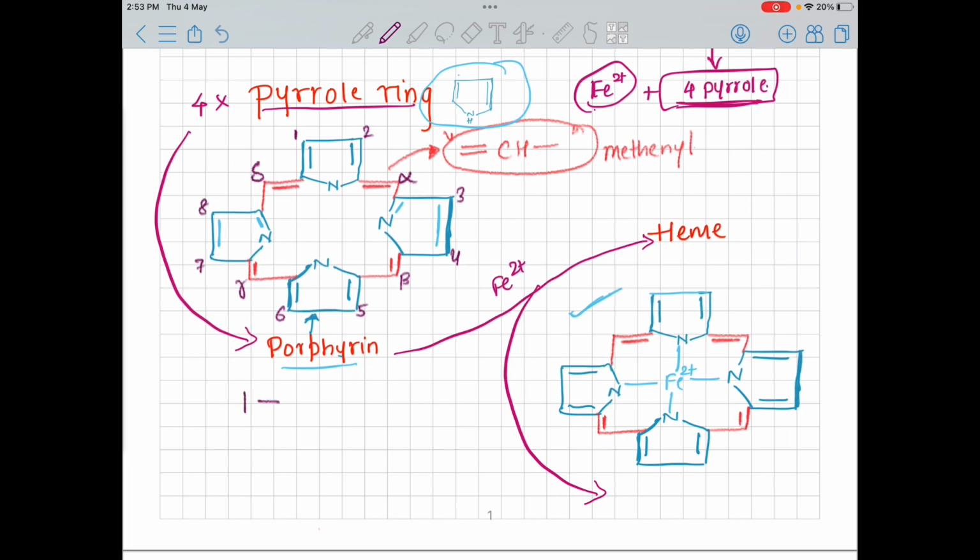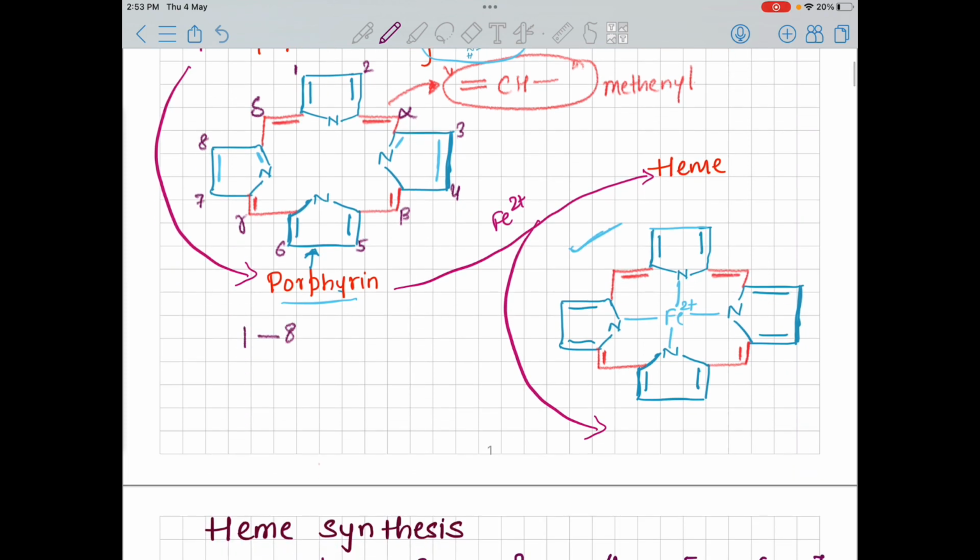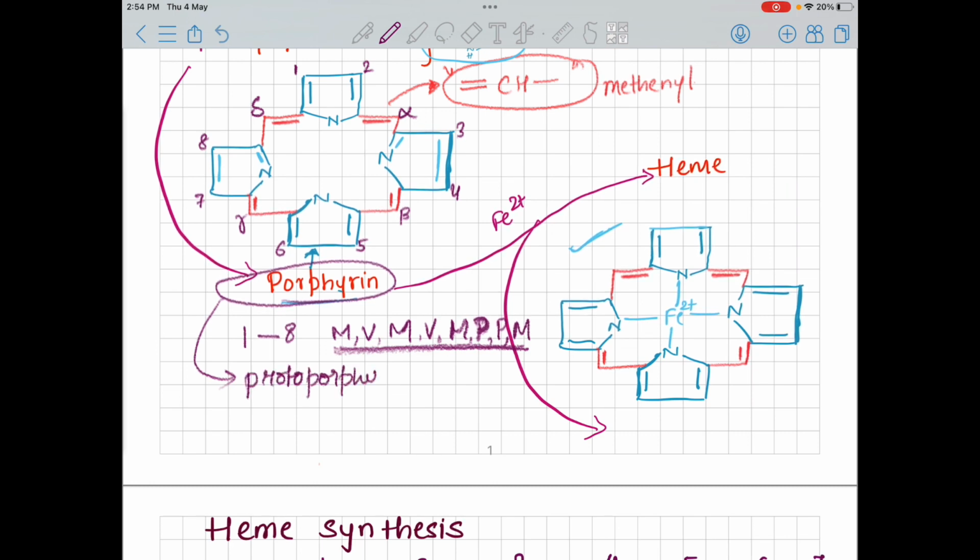From 1 to 8, the side groups are methyl, vinyl, methyl, vinyl, then again there is a methyl group, then there is a propionyl group. Okay, this is propionyl, and then methyl. If the porphyrin ring has such a sequence of groups from 1 to 8, then the porphyrin ring we have got is protoporphyrin, which is the most common one.